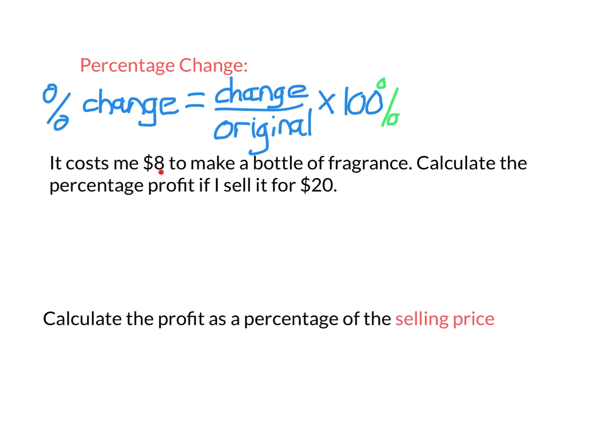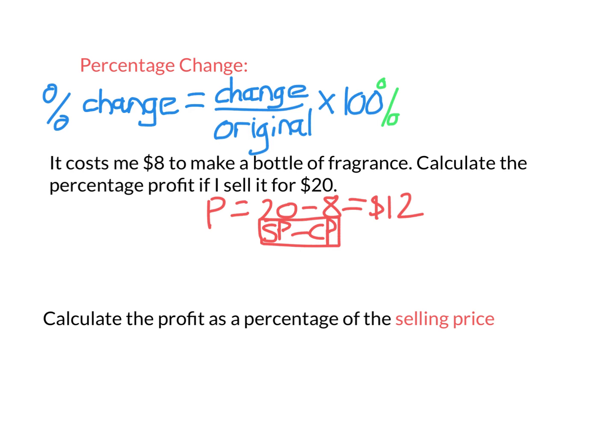So let's look at this question. It cost me $8 to make a bottle of fragrance. Calculate the percentage profit if I sell it for $20. So you probably know what profit is already. It's just how much extra money you make. So if it cost you $8 to make it and you sold it for $20, your profit is 20 minus 8, which is $12. The profit is the selling price, how much you sold it for, minus the cost price, how much you paid for it. So profit can, of course, be negative. In that case, we call it a loss. So here there's a $12 profit.